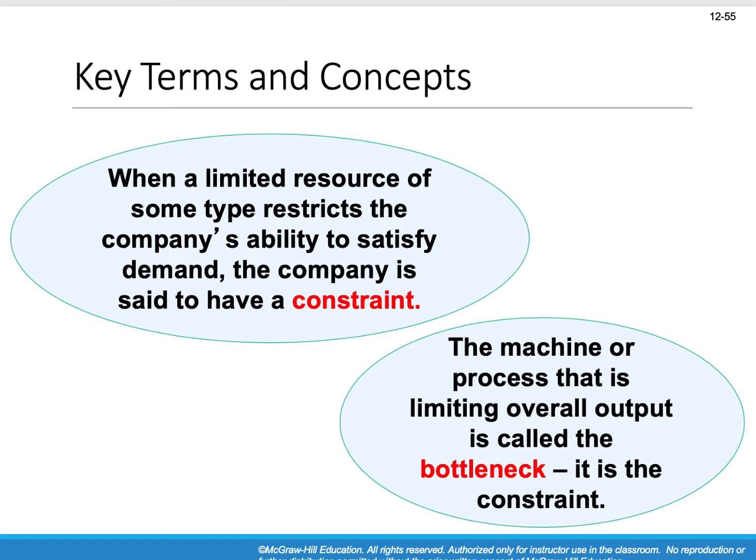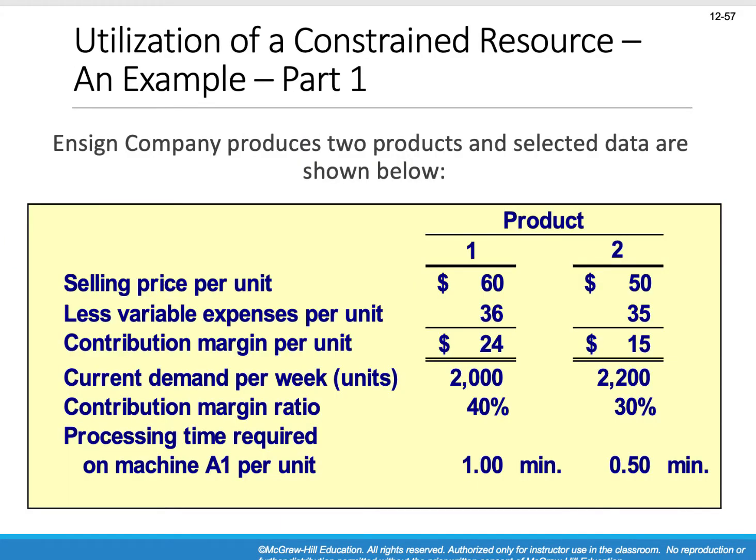We talked about the constraint. We talked about the bottleneck. Remember, the bottleneck is a process that is limiting the overall output. The constraint means there's a restriction; we don't have the ability to satisfy the demand. That's the constraint. So we have to figure out what's the best way to use this constraint.